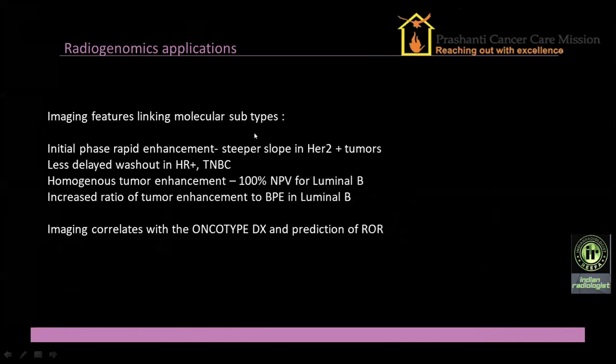Researchers have also been able to find imaging features linking them to molecular subtypes. For example, homogeneous tumor enhancement has 100% negative predictive value for luminal B cancers. Or if you look at the initial rapid phase enhancement, HER2-enriched tumors will have a steeper slope of enhancement as compared to other tumors. Other researchers have also found imaging correlates that link with the Oncotype DX and help in predicting risk of recurrence.